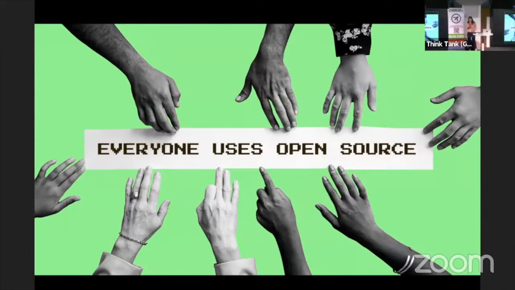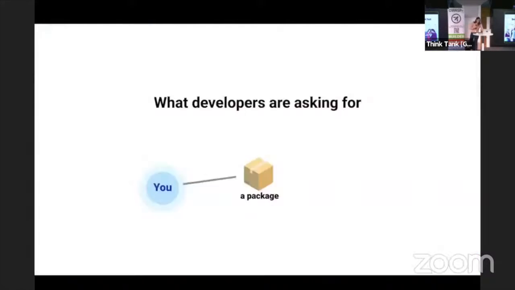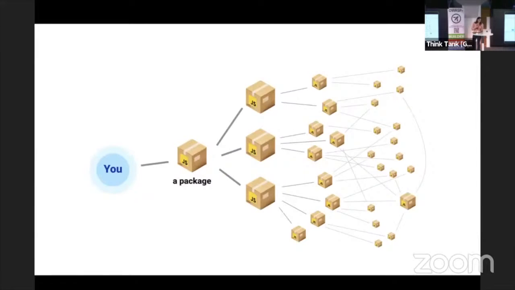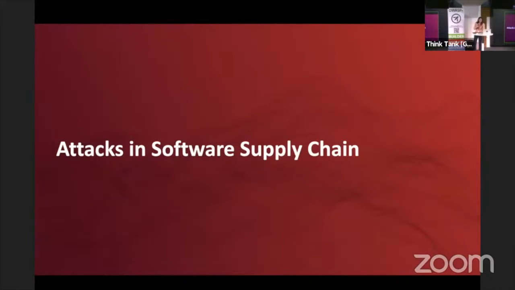I will state the obvious by saying that everyone is using open source. Developers want to deliver fast, and why write the same code as someone else wrote before me? When a developer is looking for a package, they don't really know that this package might have a dependency. But this is more realistic: usually they have lots and lots of transitive dependencies. I will give you a quick example. When I'm trying to install this package, CNC.js, what happens behind the scenes is that I'm installing more than 800 packages from more than 600 different contributors. Lots of surprises.